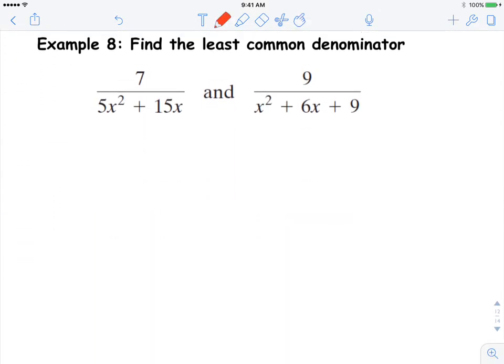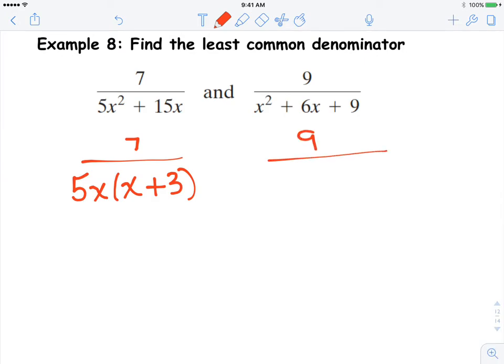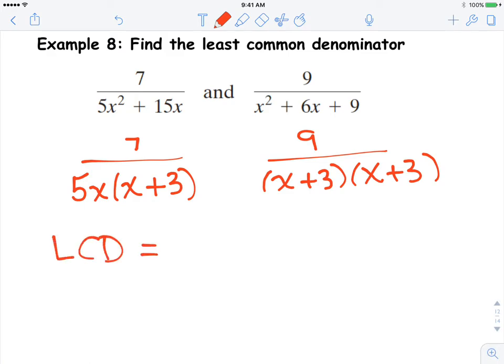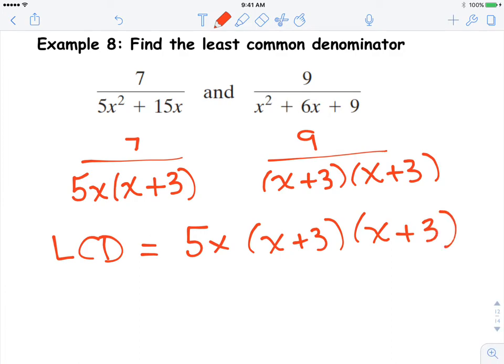All right, so this example just says find the least common denominator. So we're going to look at the denominator and we're going to factor the first fraction. So we're going to take out the GCF. We're left with x plus 3. In the second fraction, we're going to factor that trinomial. It's a perfect square trinomial. So the least common denominator is going to be 5x, x plus 3, and another x plus 3.